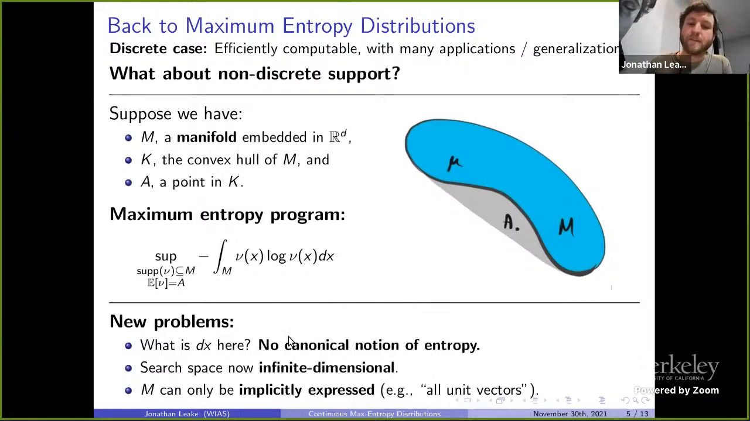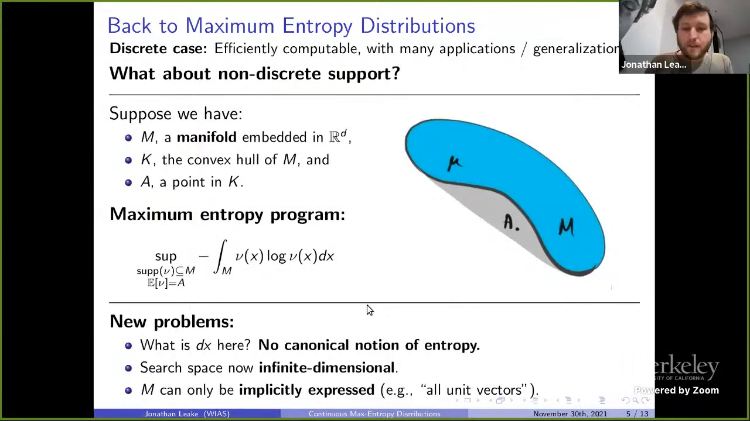What this means for us is that this is the natural thing to write down for entropy, but because it's not clear what this measure should be, there's no canonical notion of entropy. Somehow the notion of entropy is going to depend on the manifold M through some choice of measure, which we'll see in a minute here.